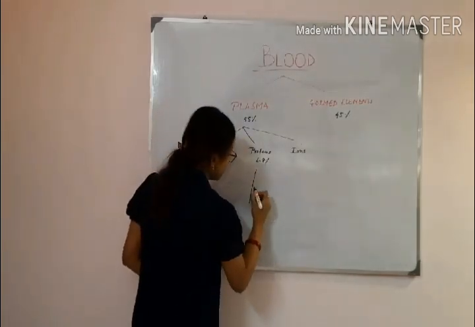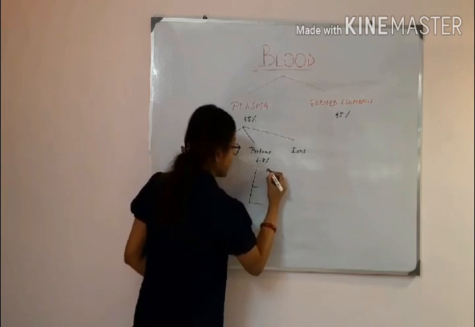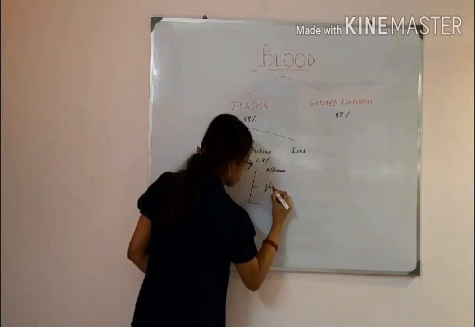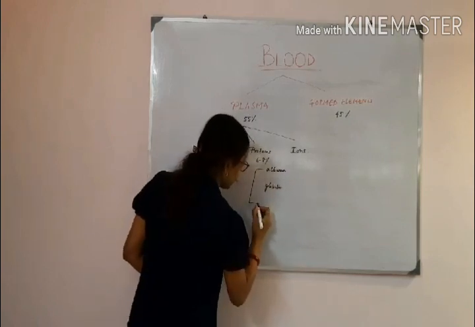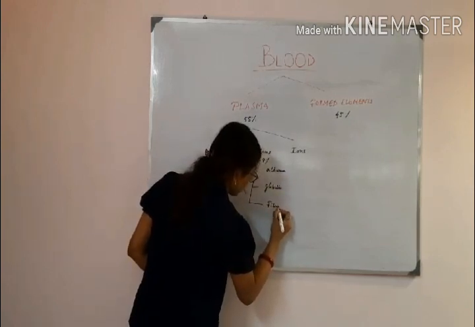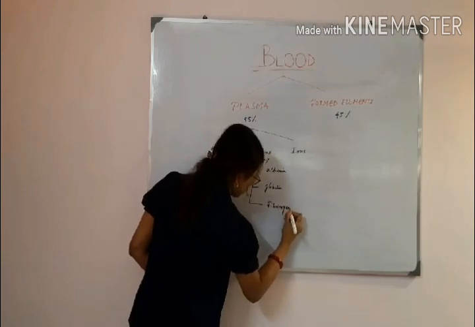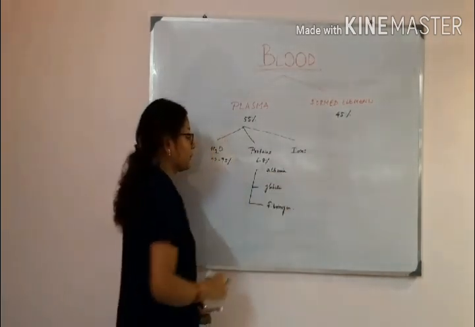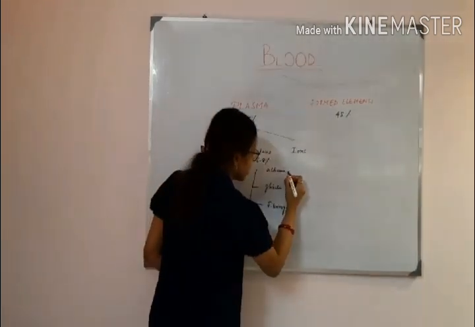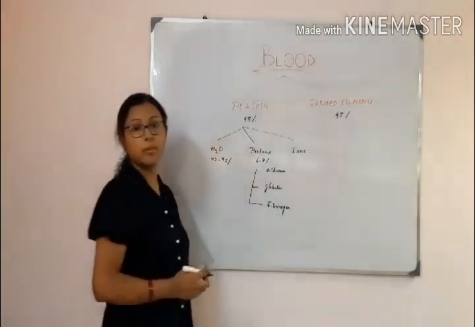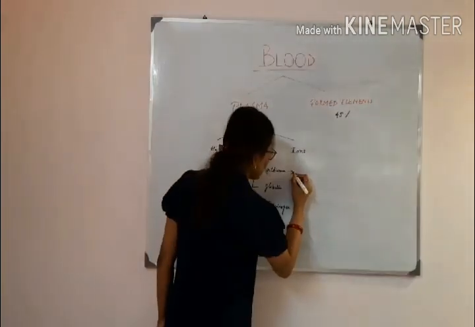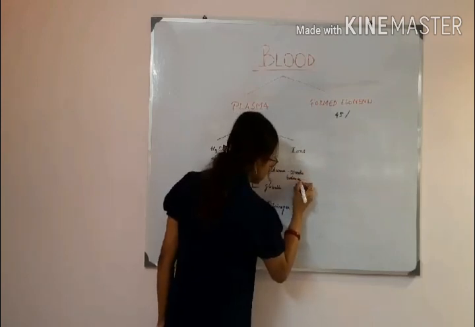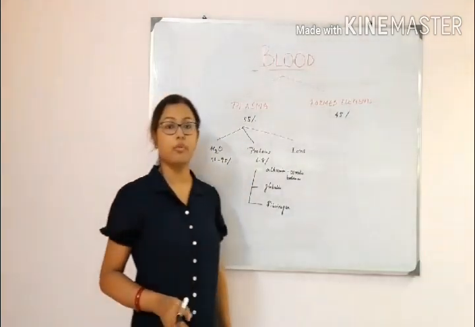There are three types of proteins in plasma: albumin, globulin, and fibrinogen. Okay, this albumin, what is the function of this albumin? Albumin is mainly concerned with osmotic balance. It helps in osmotic balance, and thus maintains the pH of blood.